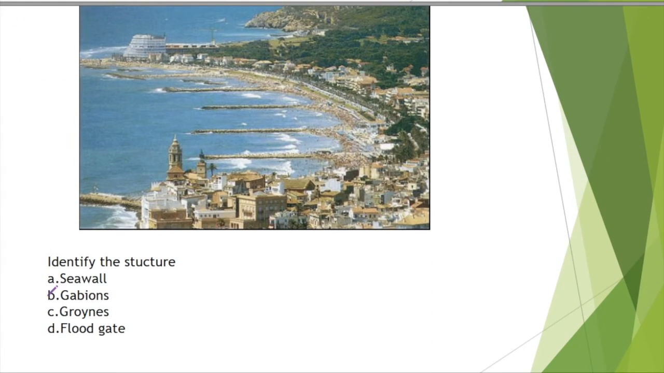Now identify the structure. We know that these structures are constructed to protect the beach area. So the right answer for this is groynes. A groyne is basically a perpendicular structure made up of rocks, wood, or anything that prevents beach erosion. Basically, it stops longshore current. So the right answer is groynes.